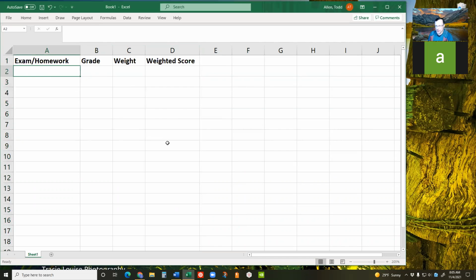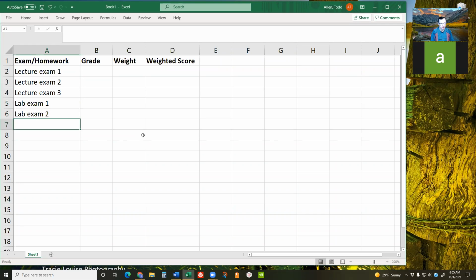So, okay, in this course, your final course grade will be the cumulative effect of having 7 different things brought together, okay? So you're going to have lecture exam 1, lecture exam 2, lecture exam 3, lab exam 1, lab exam 2, lab exam 3, and then there's all your homework that you're doing on a weekly basis on Wiley Plus, okay?